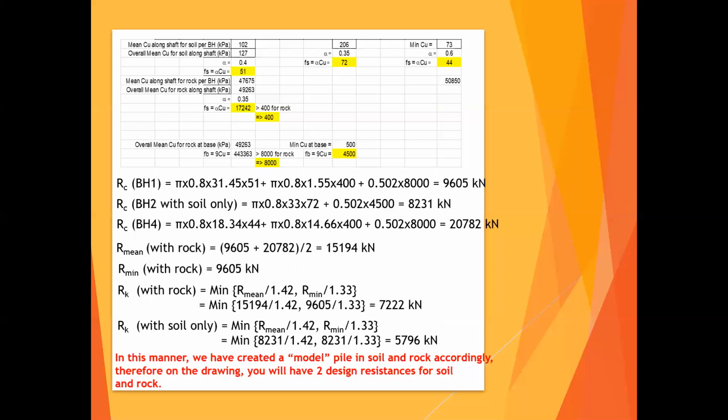kilonewton previously. Now in this case, we created a model pile in soil and rock. Okay, so in your drawing, you have two design resistances, for soil and rock. So assuming you can identify with high confidence that this location is soil, you will calculate. Or for every pile you will design two. One is assuming there's a rock, one is assuming there's no rock, using this model pile approach. So we have created two model piles, which is more accurate, but it will be more work.